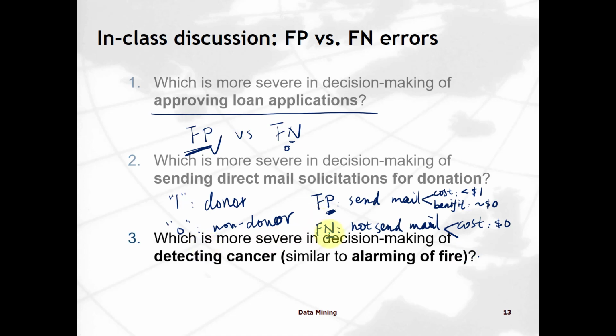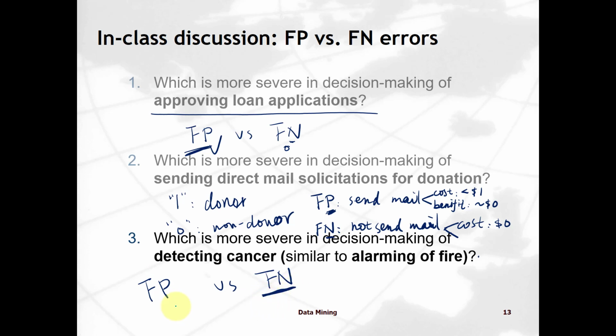The case is what's more severe in the decision making of detecting cancer, which is similar to a fire alarm. In medical diagnosis, there is a false positive kind of alarm versus a false negative. Which one is more consequential? I'll let you think about it. I'll talk about it in a few seconds. Now, in the case of a medical diagnosis or fire alarm, in fact, false negative would be more severe.